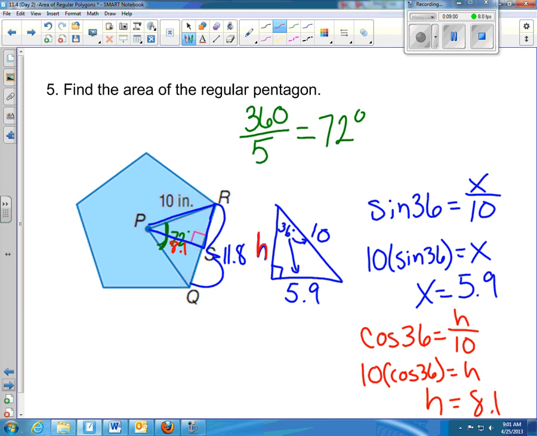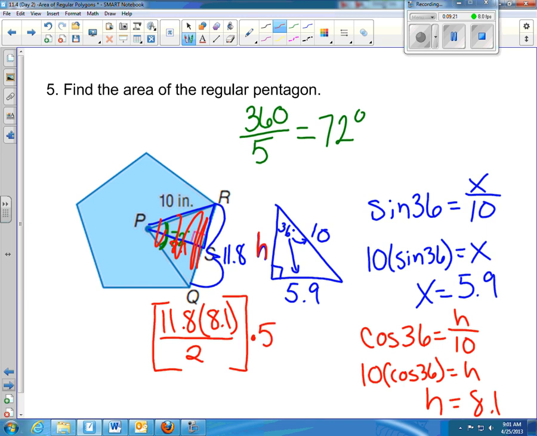So now I have my base and my height for my triangle. So I'm going to take my base, 11.8, and times it by my height of 8.1 and divide by 2. This is going to find me the area of this whole triangle here. But I want to find the area of the whole pentagon. And so there are 5 sides, so therefore there'll be 5 triangles. So I'm going to go ahead and multiply it by 5. Doing that, we end up with 238.95 inches squared. So if you wanted to round that to 1 decimal place, the 5 would tell the 9 to round up, and the 9 would tell the 8 to round up.